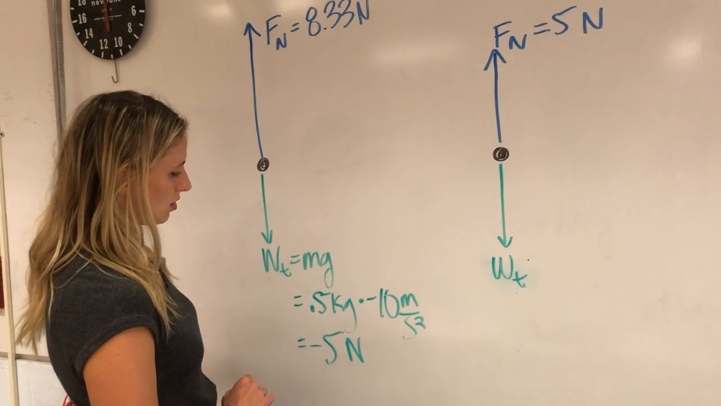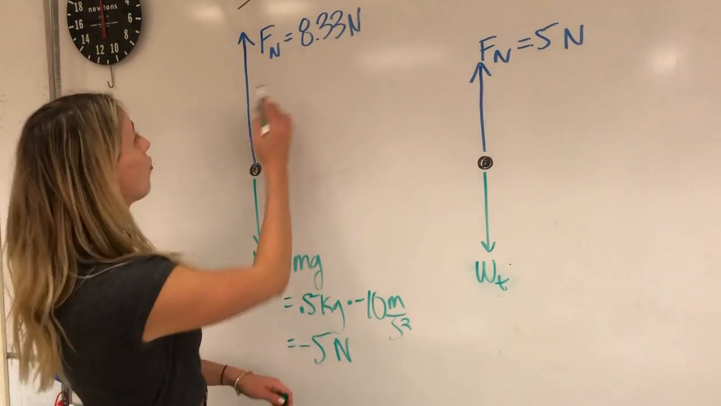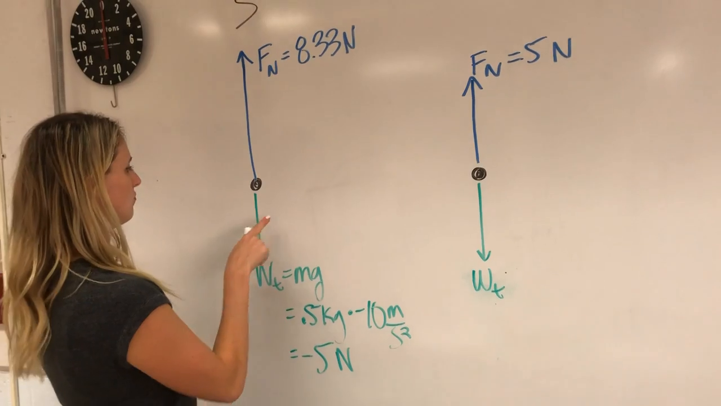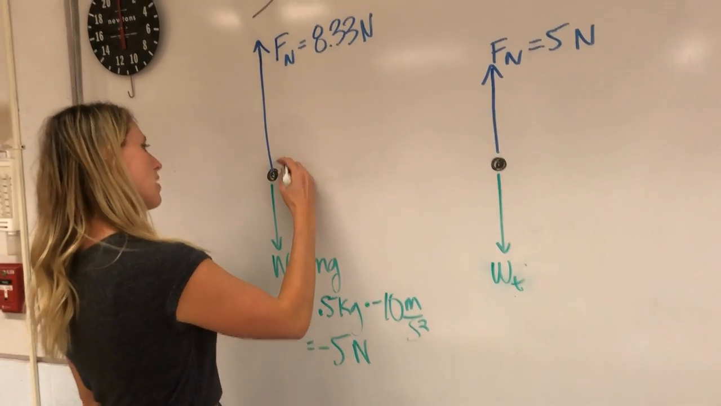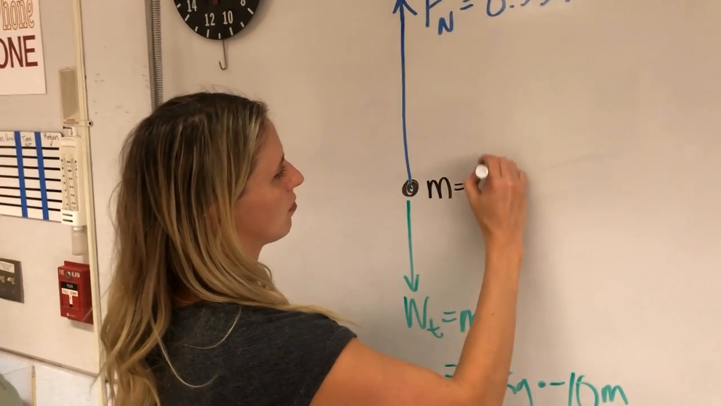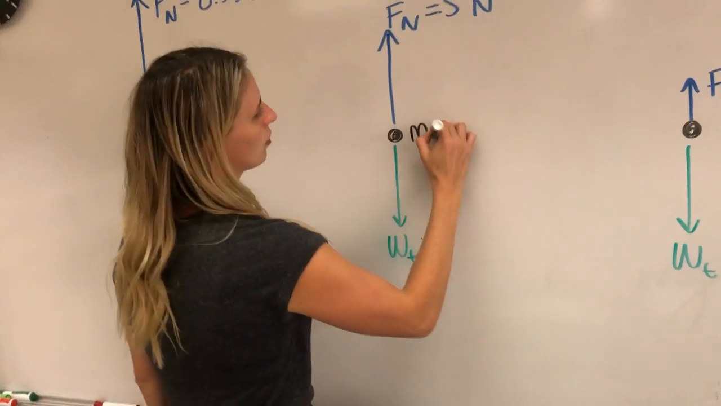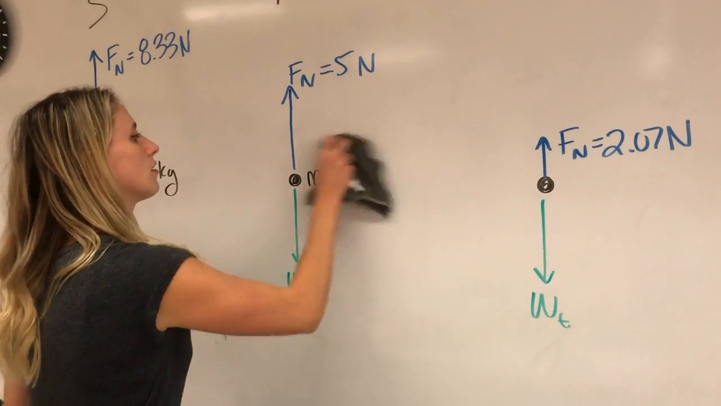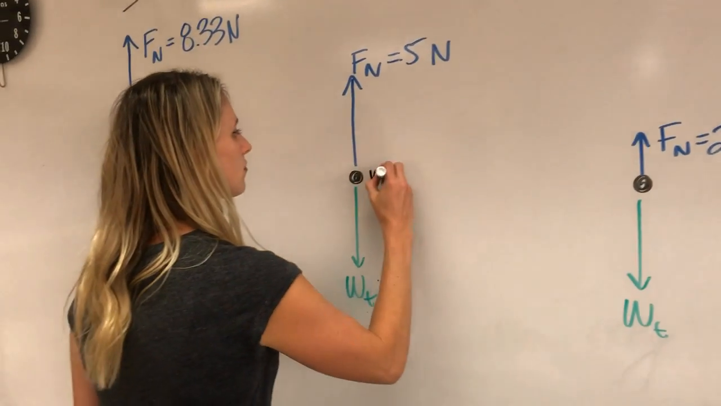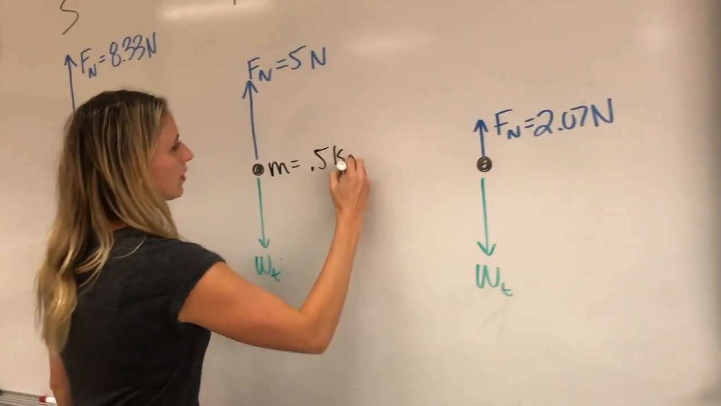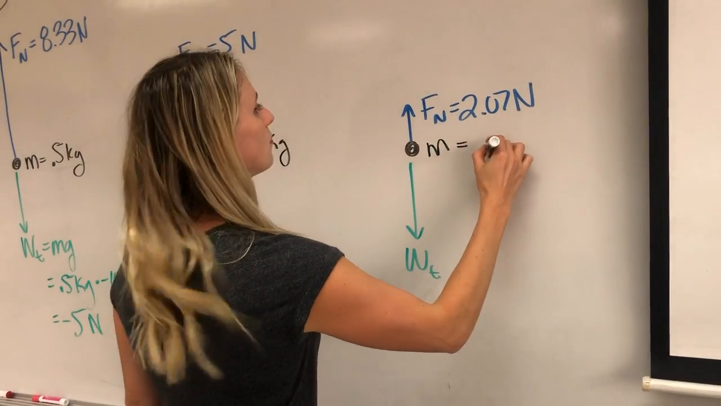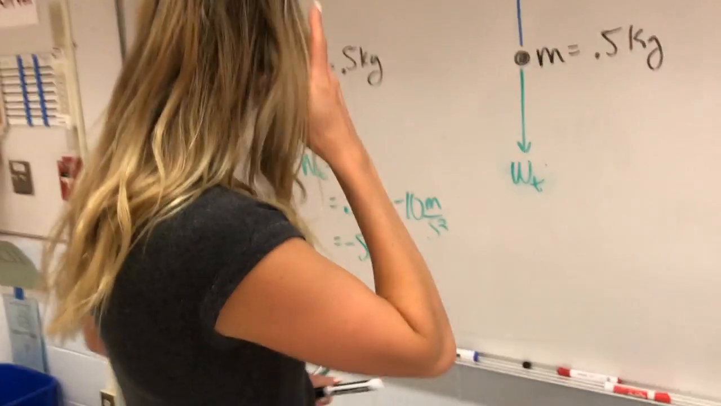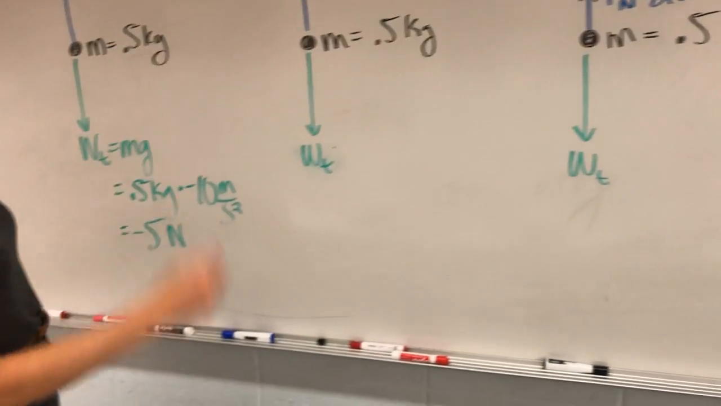I would write 0.5 kilograms up there. I'll put what the mass is right by the dot. More information is better. Next to the dot, right here. Let's add the mass, and I'm just going to add it all the way across. It's helpful to see the consistency. So the weight is going to be the same every time, and the normal force is changing.